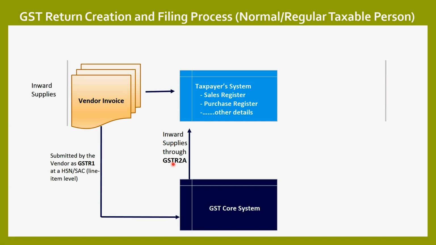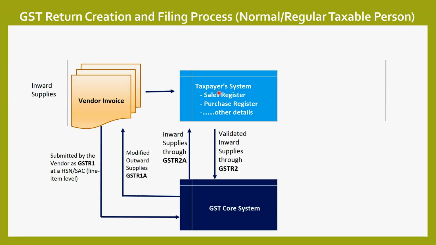Based on the details that have been filed by this vendor at the GST core system, the inward supplies via GSTR2A can be matched with the purchase register details of the taxpayer. And if there are any discrepancies, that can be validated and that can be filed through a GSTR2.